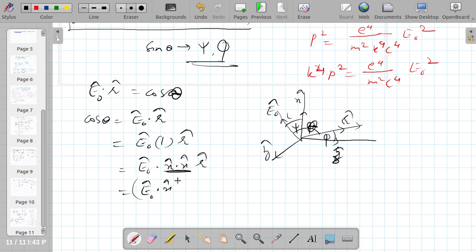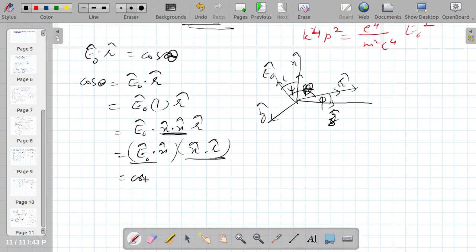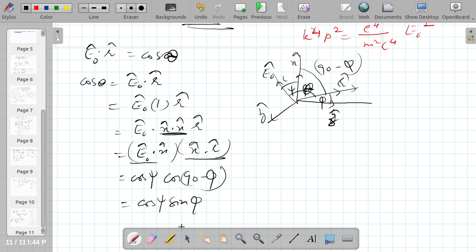This is this one and this one. If I express this in this way, then that means the angle between this E naught and x is psi. So I call it the dot product of cos psi, x and r. This is x and this is r. So this angle is 90 minus phi. So it is cos of 90 minus phi, and these are basically unit vectors, so I can express it as cos phi and sine phi.